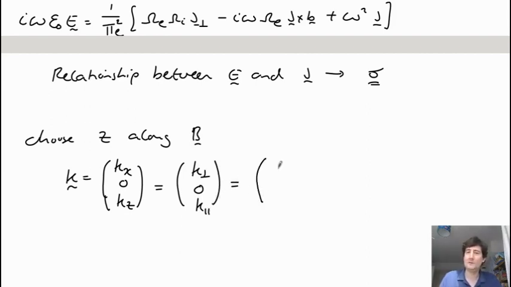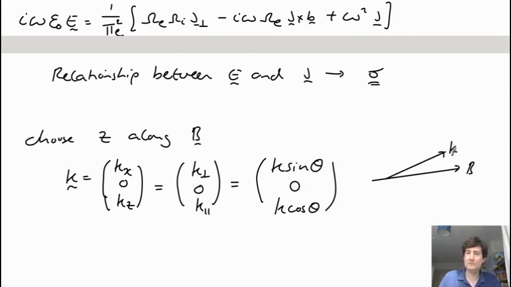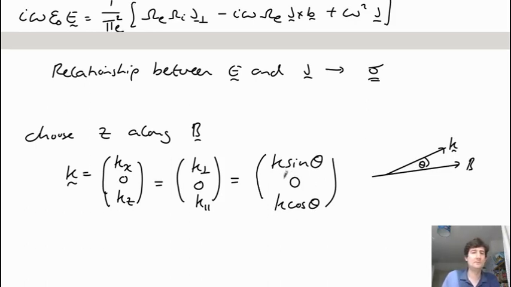And lastly, we can also write this as k sine theta and k cos theta, where theta is the angle between them. Here you have b, which is along z, and some k vector, and this is the angle theta. If you have k along b, then k perpendicular goes to 0, and if theta goes to 90, then k parallel goes to 0, and we just have k perpendicular.